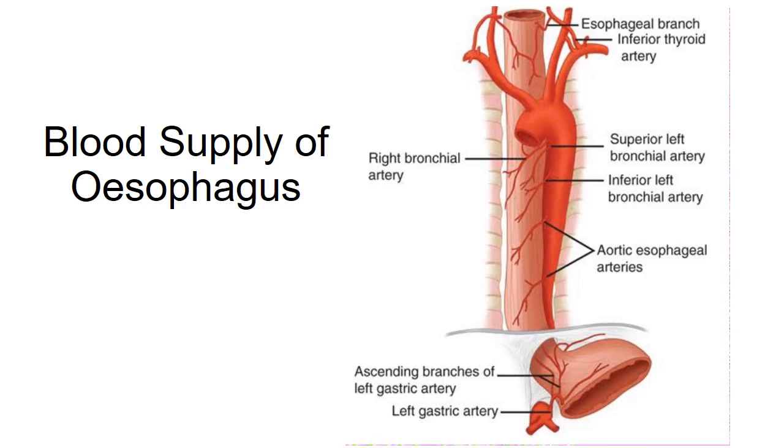Talking about the venous drainage, blood from the upper part of the esophagus drains into the brachiocephalic veins. From the middle part, it goes to the azygous venous system, and from the lower end, it goes to the left gastric vein and azygous veins. The lower end of the esophagus is one of the sites of portosystemic anastomosis.